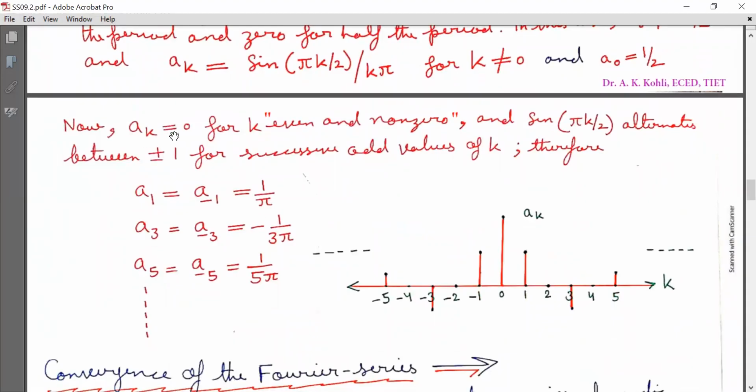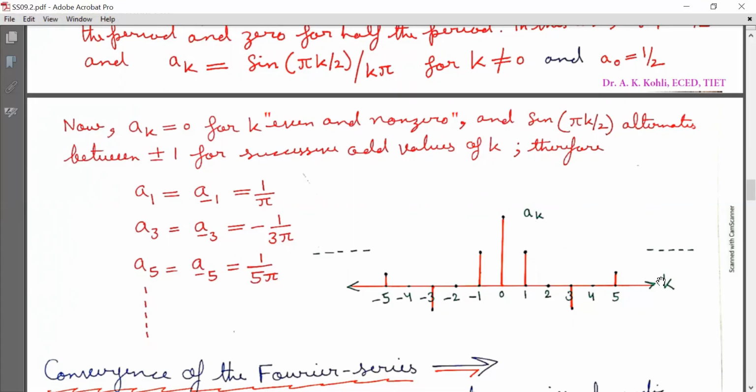Now ak is equal to 0 for k even and non-zero, and sine of pi k by 2 alternates between +1 and -1 for successive odd values of k. Therefore, a1 is equal to a-1 is equal to 1 by pi, a3 is equal to a-3 is equal to -1 by 3 pi, and a5 is equal to a-5 is equal to 1 by 5 pi, and so on.